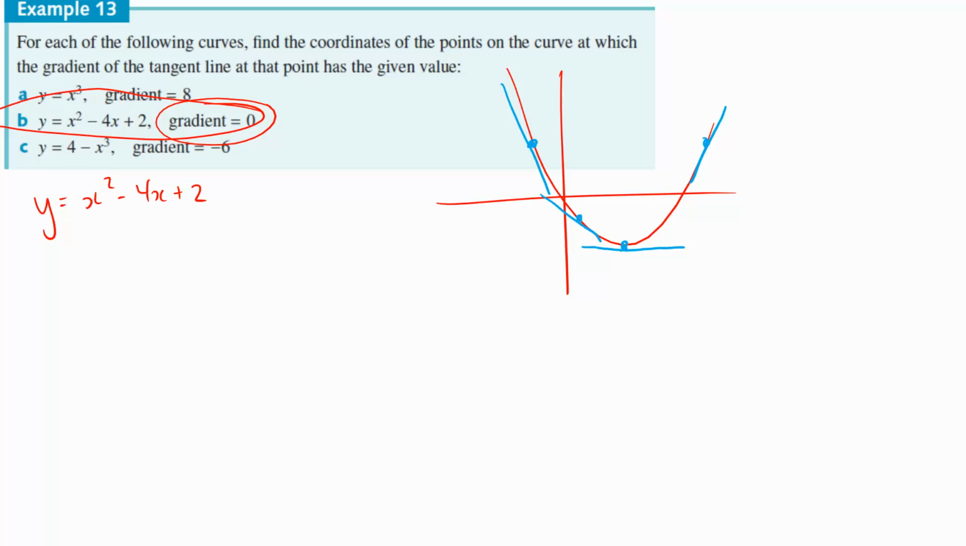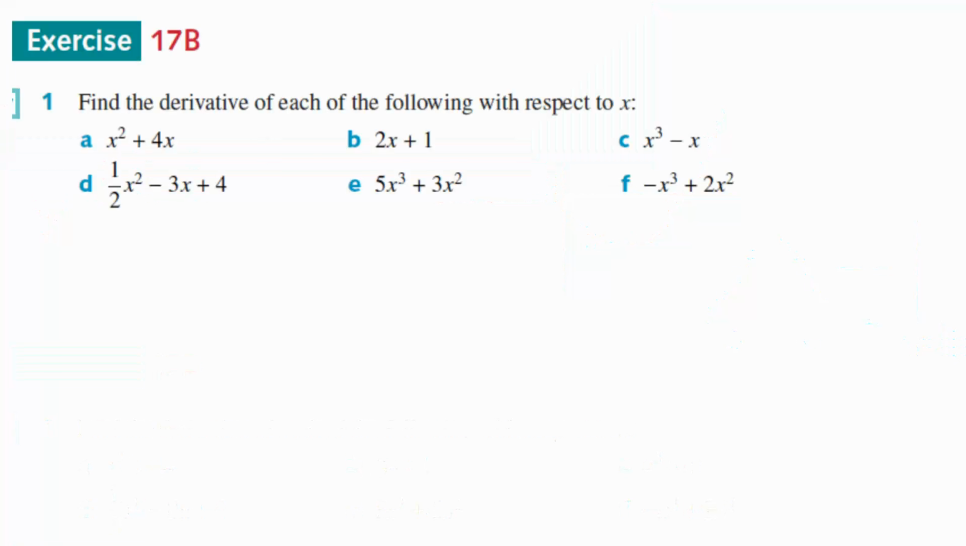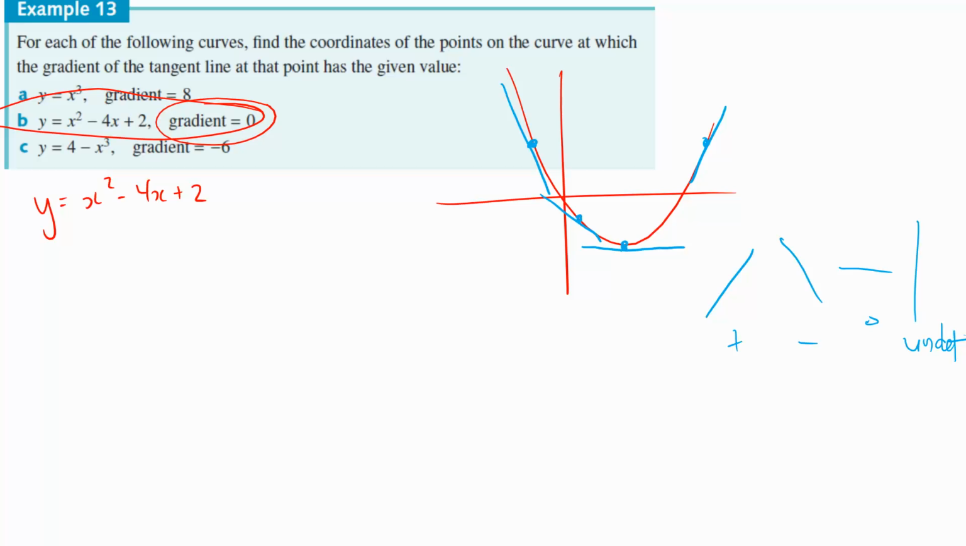Okay, so remember you have 4 types of gradients. Positive, negative, 0, and undefined. Okay? So, essentially what this question is asking is, find the coordinates of your turning point. That's essentially what it's asking. Okay? So I'm just drawing a random quadratic graph. I know that the gradient is 0 at the turning point.